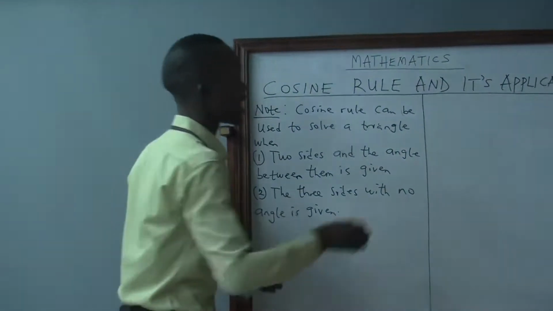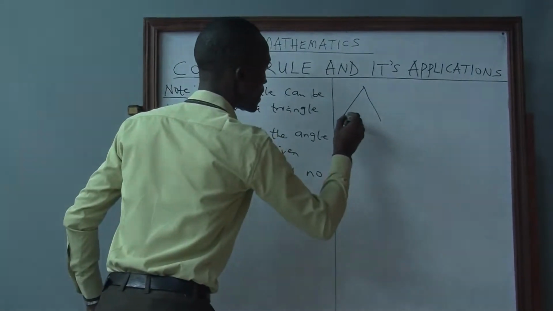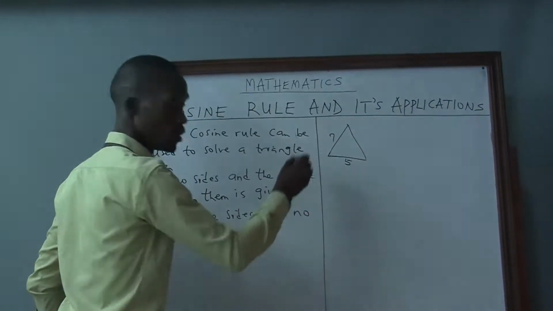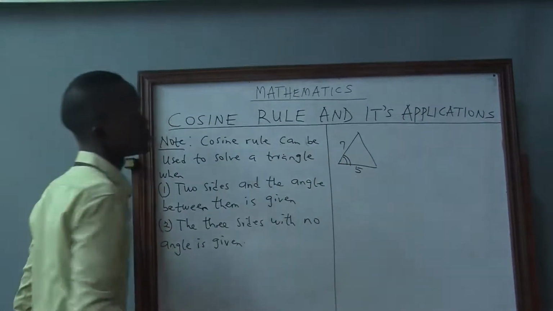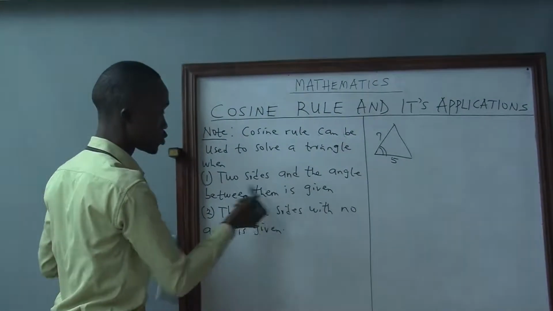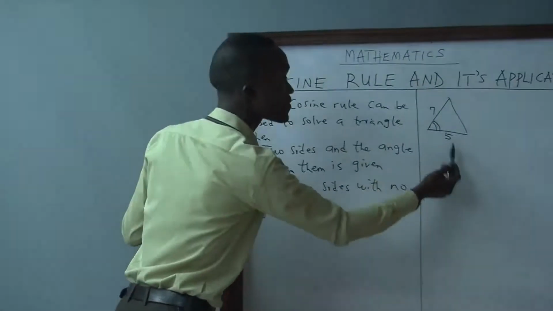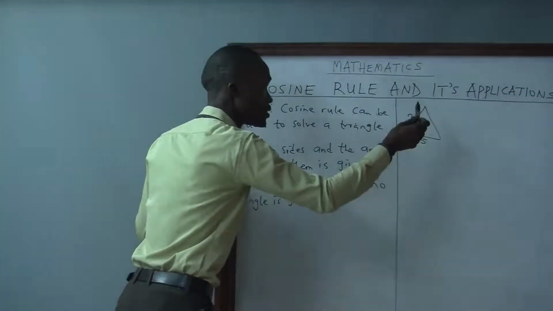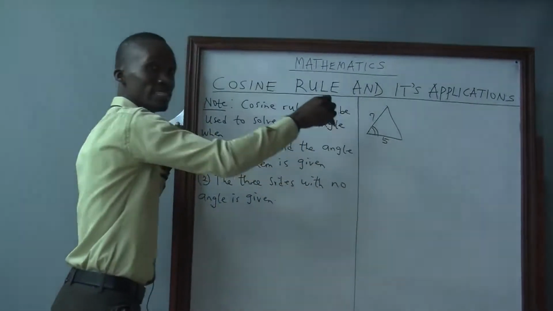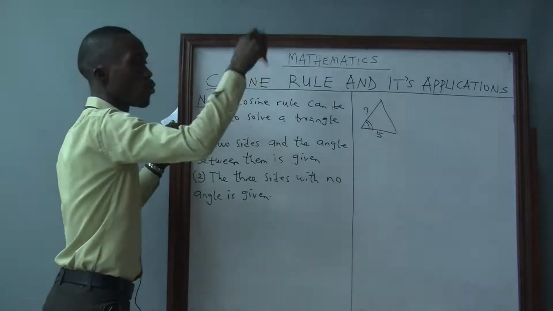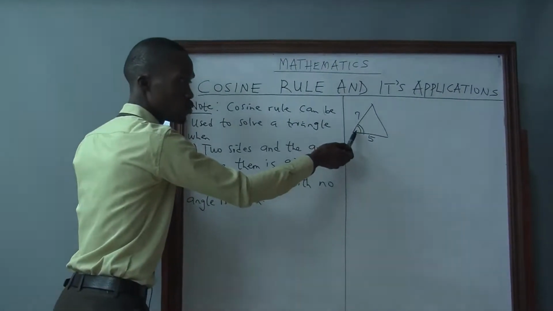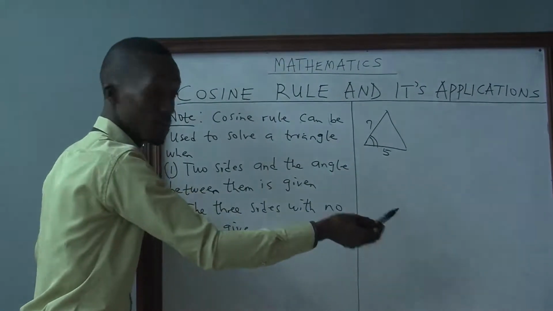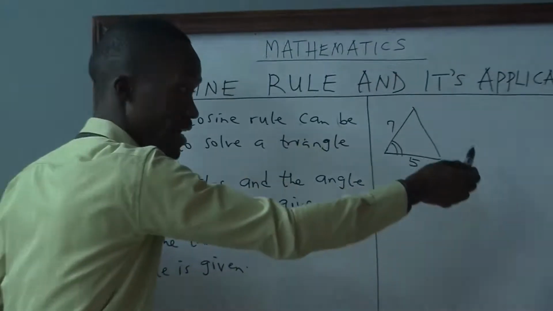So when we have a triangle like this, for instance, and we have this side as maybe 7 and this side as 5, we must know this angle to use cosine rule. That is what the first condition is saying, that we must have two sides and the angle between them. But for sine rule, we have two sides and an angle facing one of them. And if you look at this triangle here, the angle is not facing 7 or 5. It is facing the unknown side.